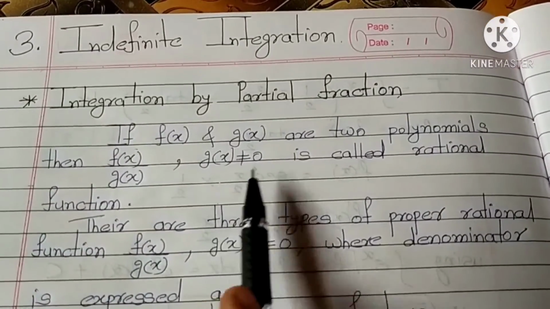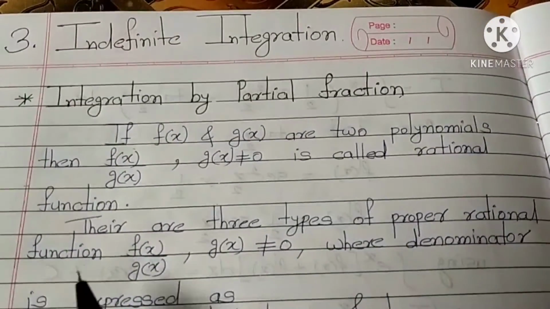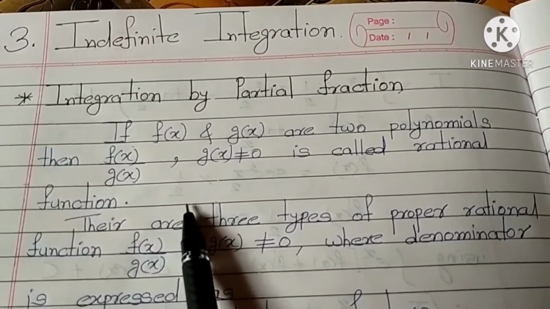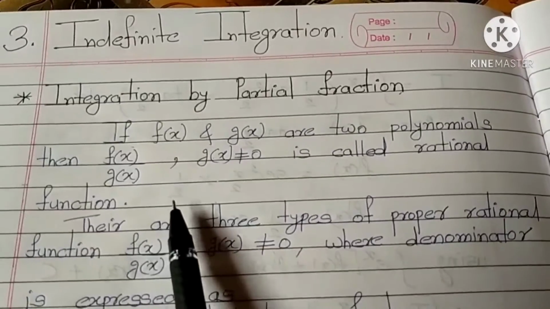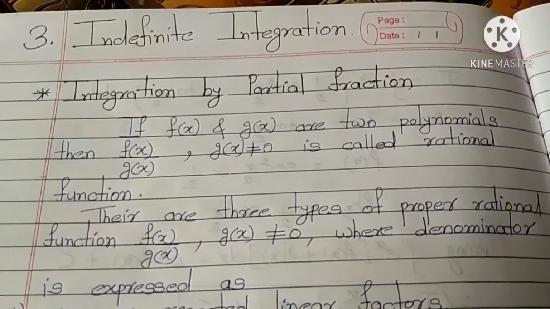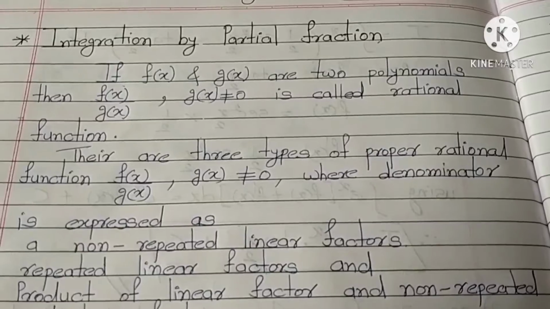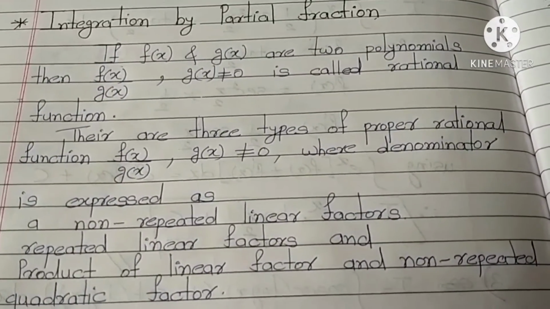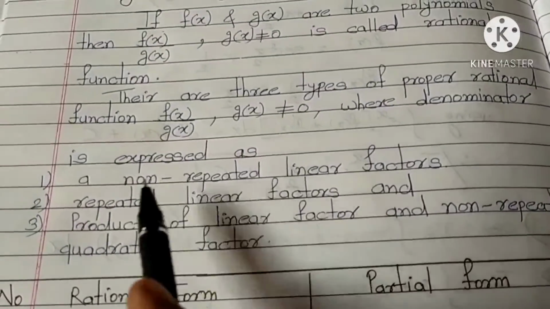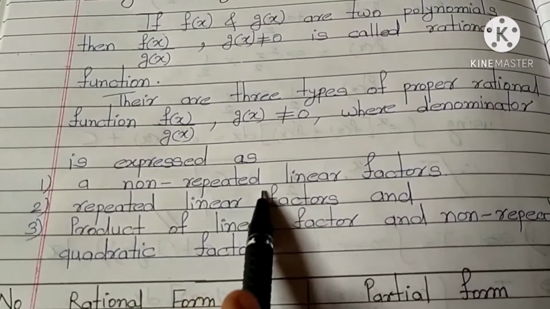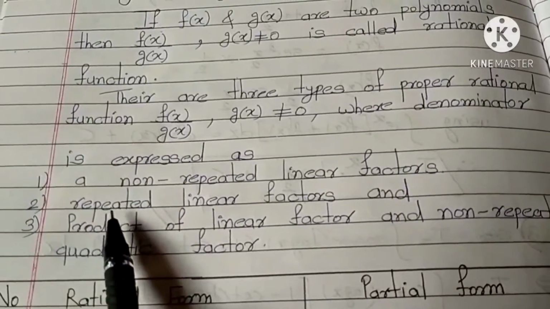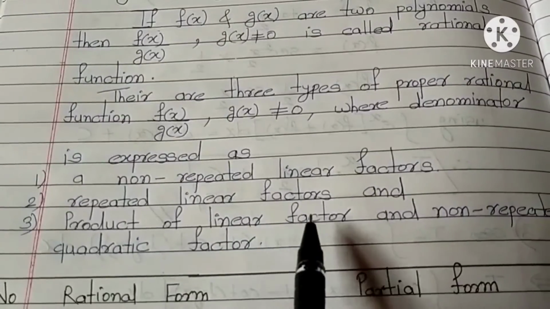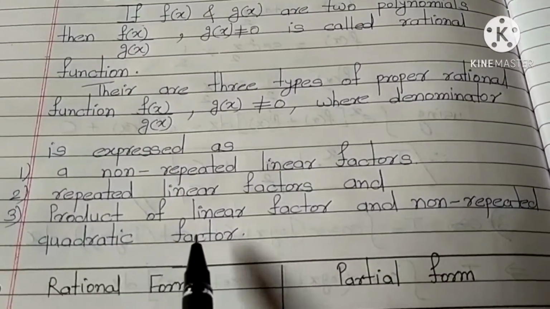Suppose f of x and g of x are two polynomials. Then f of x upon g of x is called a proper rational function, where g of x is not equal to 0. There are three types of proper rational function, where the denominator, g of x, is expressed as: first type, a non-repeated linear factor; second type, a repeated linear factor; and third type, a product of linear factor and non-repeated quadratic factor.